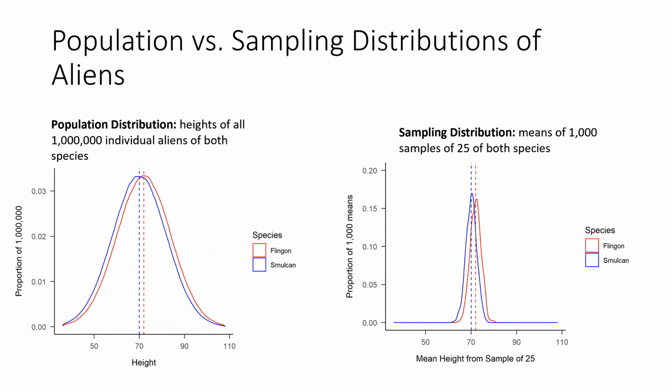Here we see visually a comparison between the population distribution and the sampling distribution. The population distribution is the heights of all 1 million individual aliens of both species. The sampling distribution is the mean of 1,000 different samples of 25. So each of these observations on the right represents the mean of a sample of 25, and this is done 1,000 times, which allows us to see what the sampling distribution would look like. And we see here that the means of the sampling distribution match the means of the population distribution.